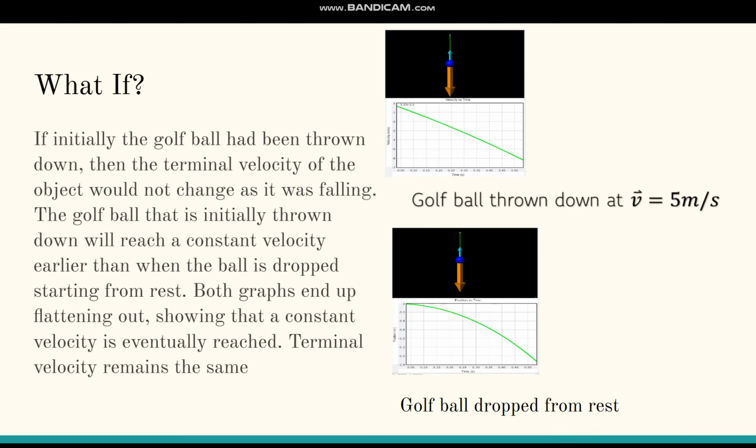So what if initially the golf ball had been thrown down? Then the terminal velocity of the object would not change as it was falling. The golf ball that is initially thrown down will reach a constant velocity earlier than when the ball is dropped starting from rest. Both graphs end up flattening out, showing that a constant velocity is eventually reached. Terminal velocity remains the same. And here on the top, I have the graph of the golf ball thrown down at 5 meters per second, and also the golf ball dropped from rest in the second graph. And that's it.